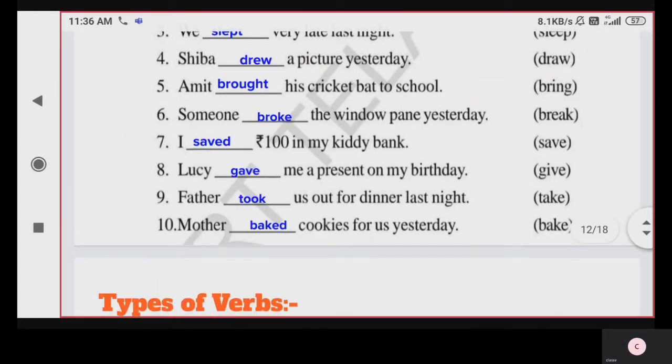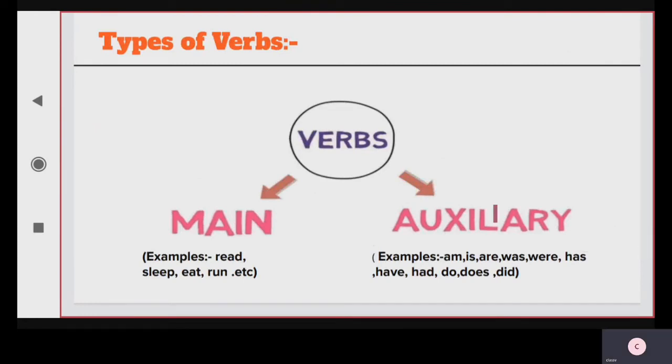Next topic is types of verbs, children. But before that, let me ask you a simple question, that is, define verbs. What do you mean by verbs? Verbs tell about the action, state, or situation of the person or thing spoken about. Children, verbs are mainly divided into two parts. They are main verb and auxiliary verb. Auxiliary verb is also called helping verb.